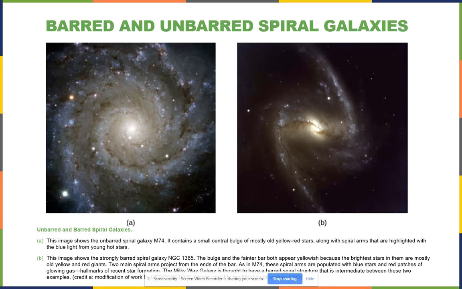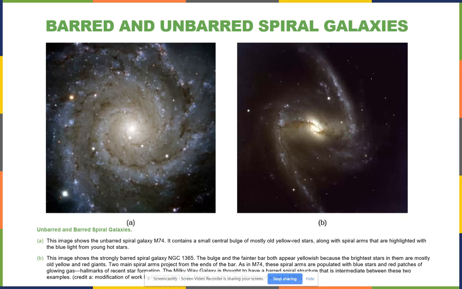These are actual photographs, not of the Milky Way galaxy. These are photographs showing two different types of spiral galaxies. One has a bar, one doesn't. Quick, which one has a bar, A or B? B. B has a bar. And of course, I'm no longer with yellow, but I think red will stand out. B has a big stinking bar there.